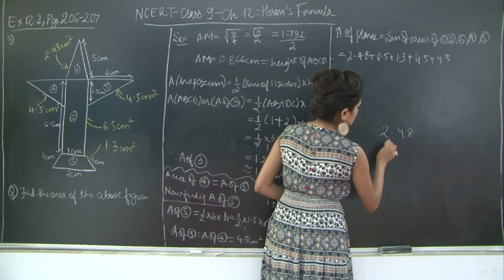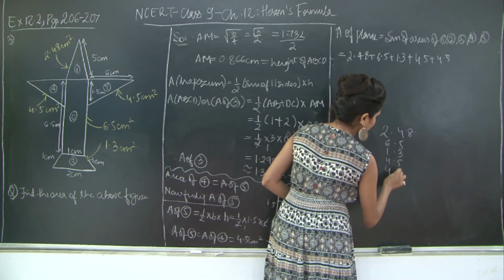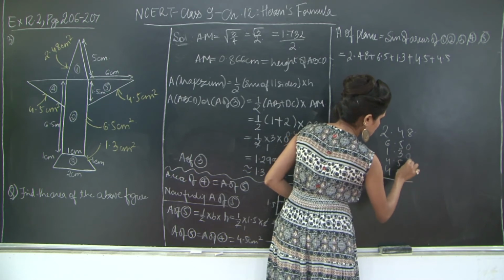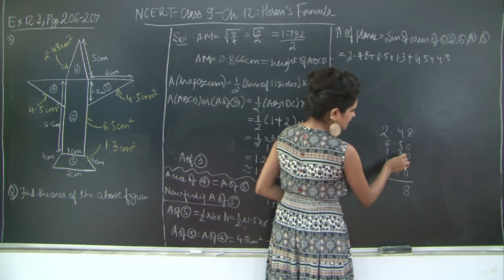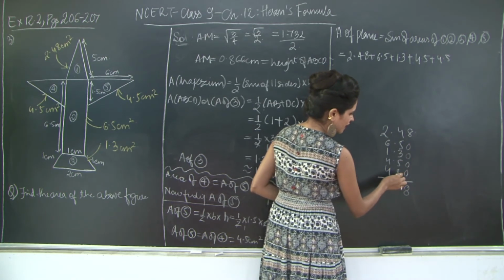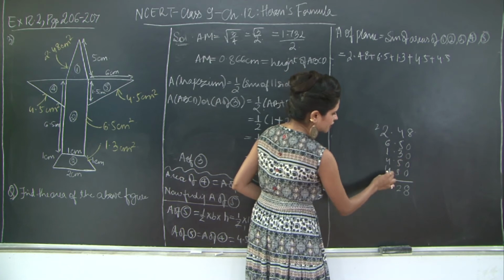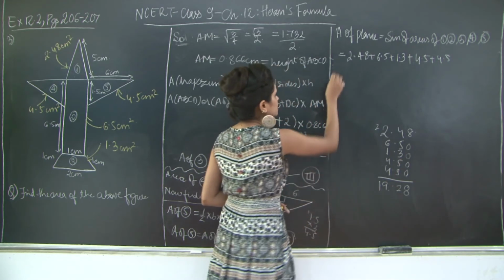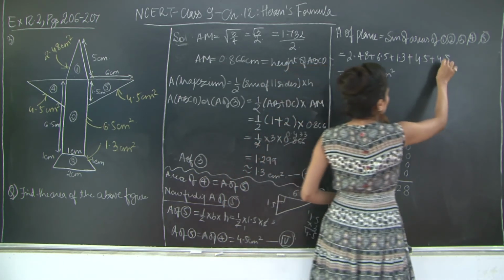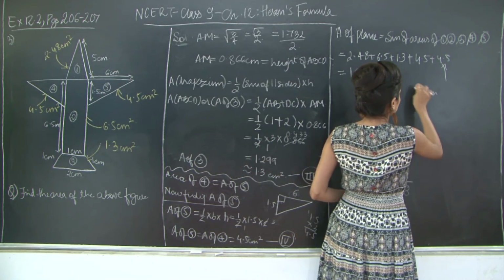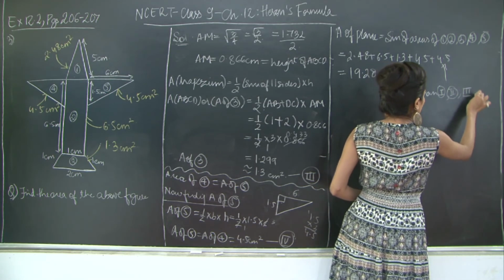So let's add these: 2.48, 6.5, 1.3, 4.5 and 4.5. So this is 0, 0, 0, 0. 8 plus all the zeros is 8, and 4 plus 5 is 9. 9 plus 3 is 12. 12 plus 5 is 17. 17 plus 5 is 22. So 6 plus 4 is 10, then 15, 19. So 19.28. So this is equal to 19.28 centimeter square. And here you can say, from 1, 2, 3 and 4.